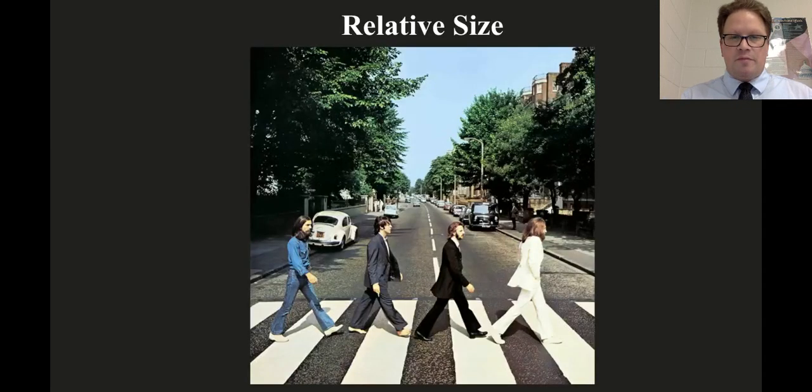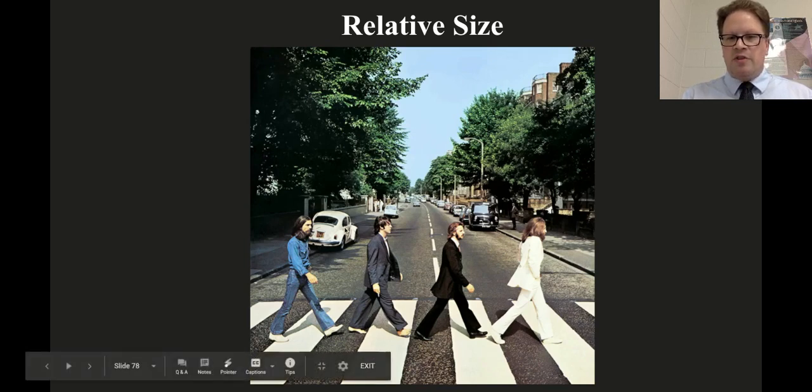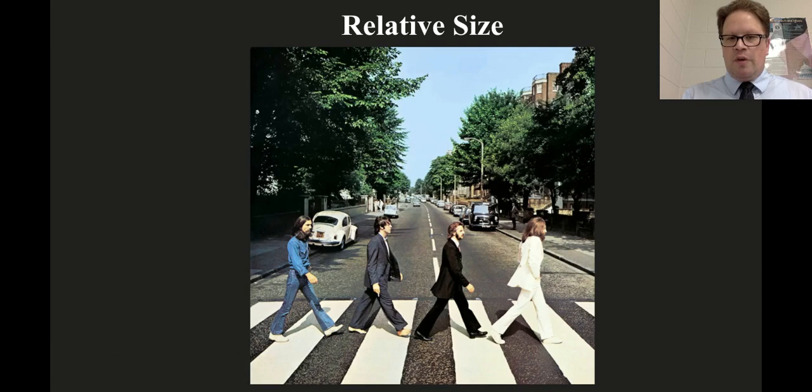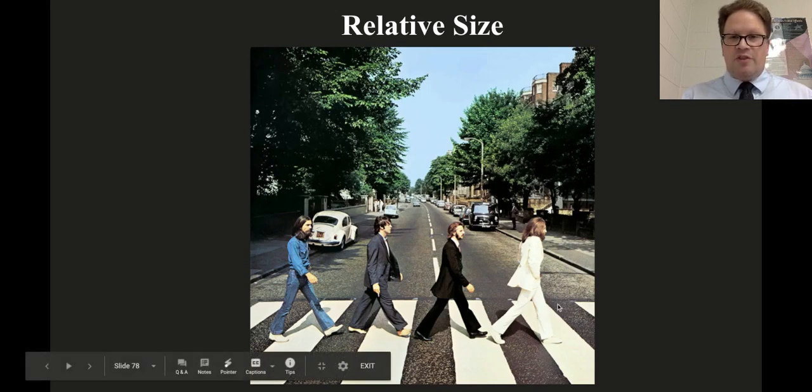No particular order. Relative size refers to the fact that the more distant an object, the smaller it will appear. So these beetles look a lot larger than the cars, or the people that are way down there, or the people over here. So it just gives us that impression. So that's how we can determine what's close and what's far away.